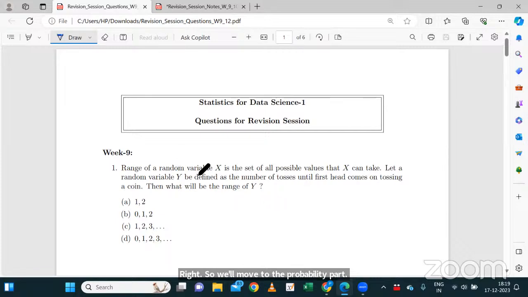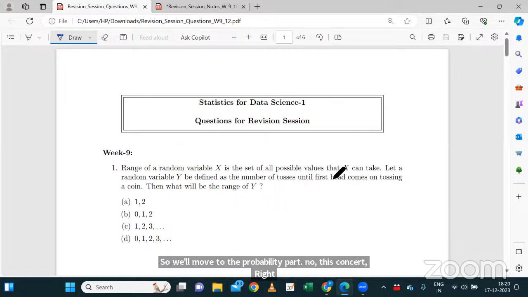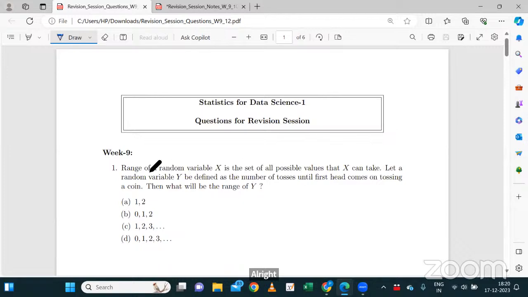So here, your random variable x is nothing but the set of all possible values that x can take. I mean, this is the definition, basically. This is the range of any random variable: nothing but the set of all possible values that x can take.